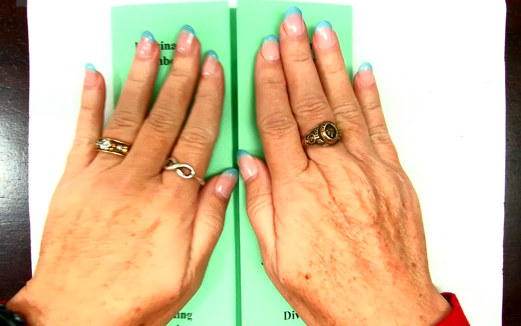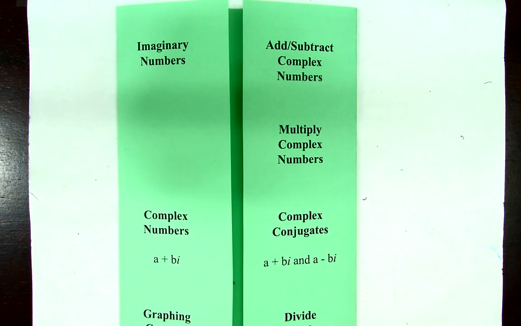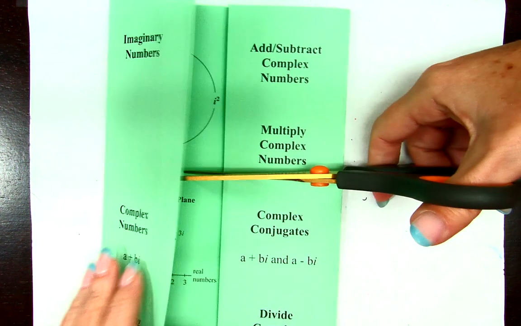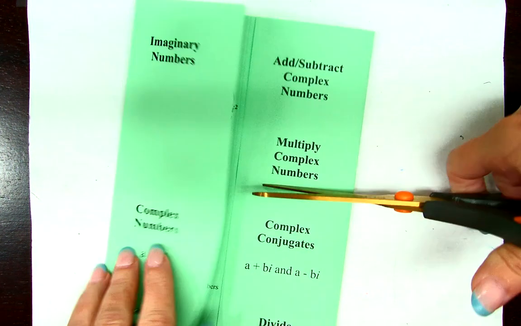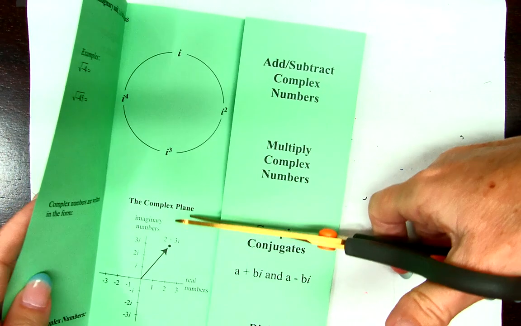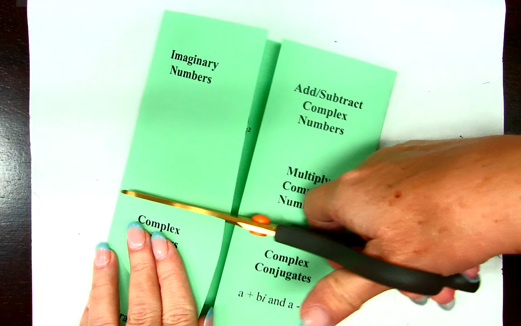So we folded those right to the center. Got it okay so far? Okay, I'm going to take my scissors and I'm going to cut. Kind of have to look under, but also at the same time, see where it says complex plane right here? I'm going to cut so it's right above that.